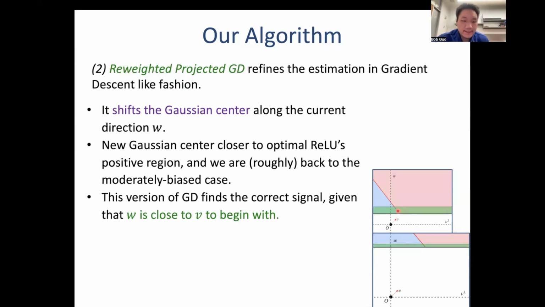But we further note that this version of gradient descent finds the correct signal only when W is close to V to begin with. If you imagine the direction V to be almost perpendicular to W, then no matter how far you shift the center along W, you will not get closer to the decision boundary of the optimal ReLU, namely the red region.